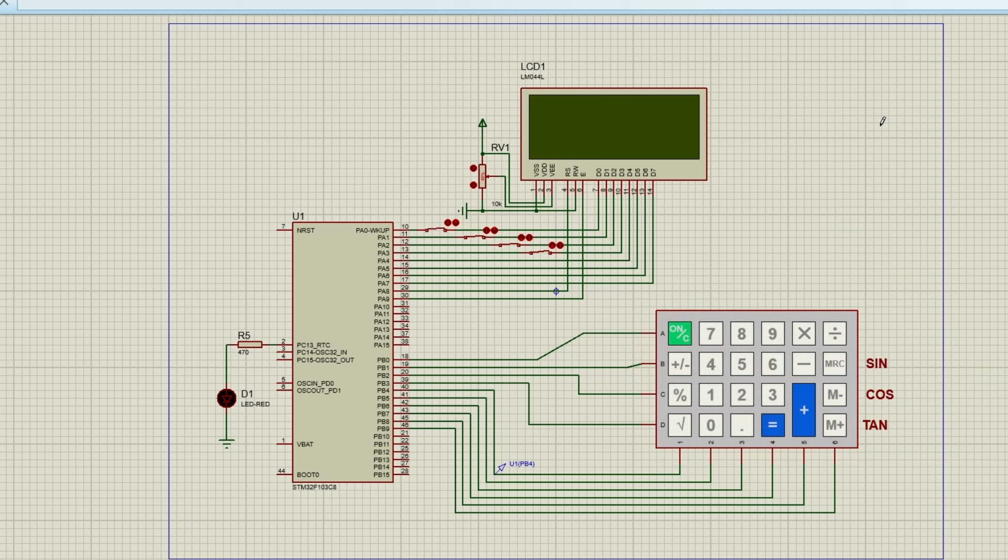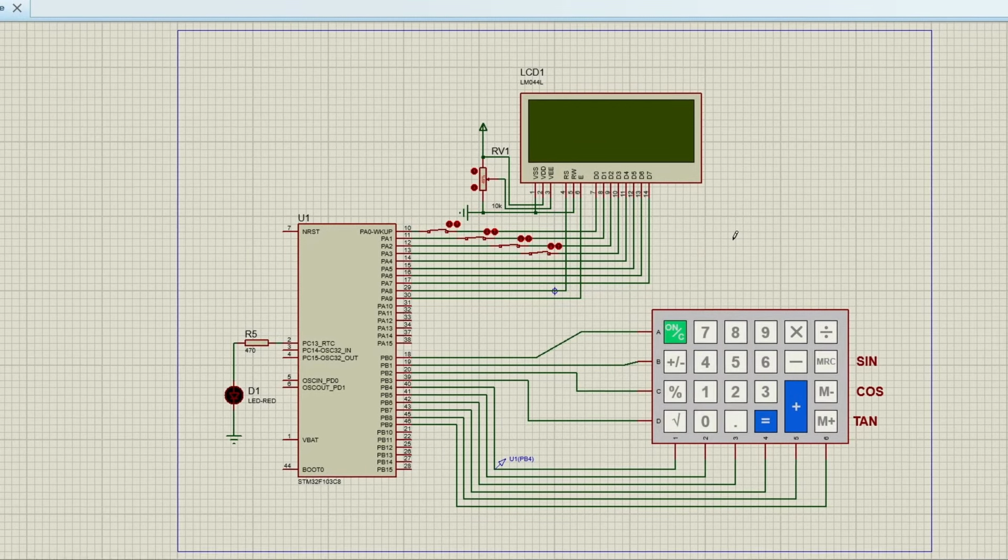Which functionality will we be covering in this? We will be covering sine, cos, tan, in addition to the previous arithmetic functionalities like add, subtract, multiply, divide, and the modulus. Along with this, we will have sine, cos, tan and root functionality embedded into our code.